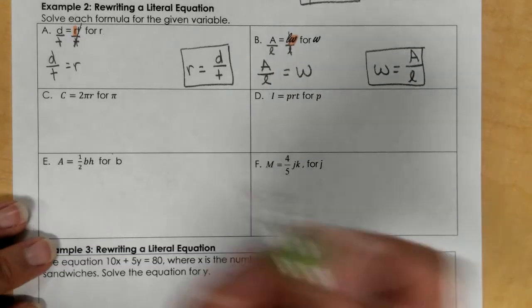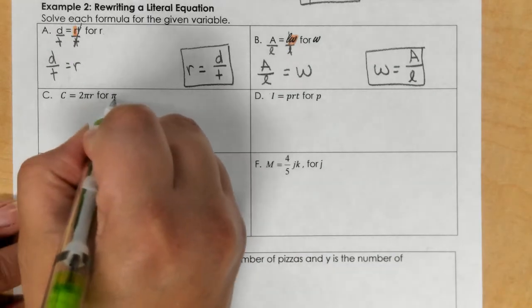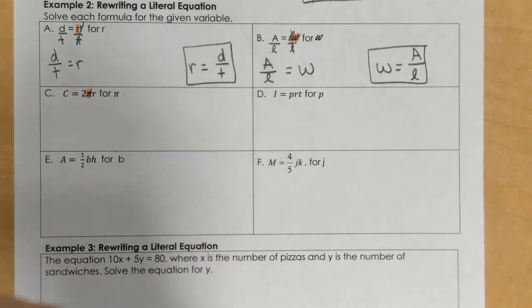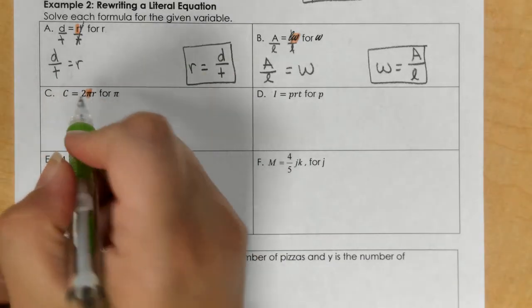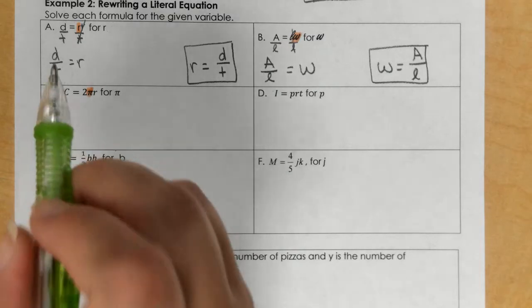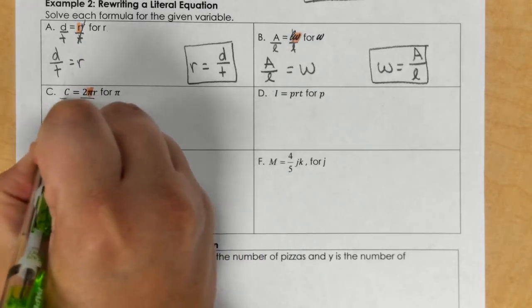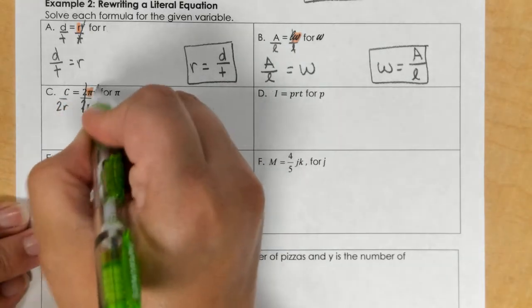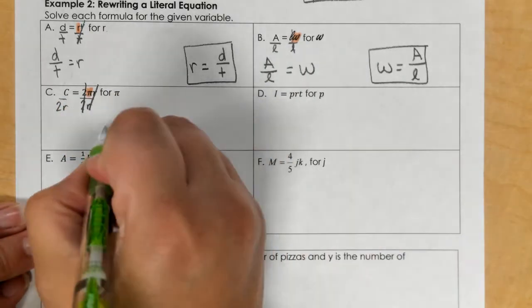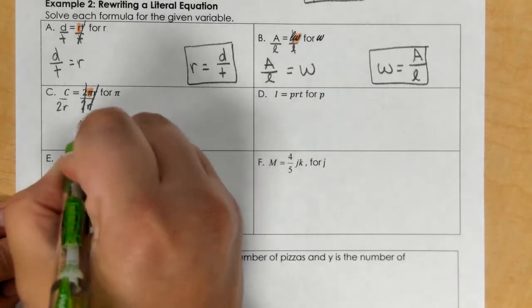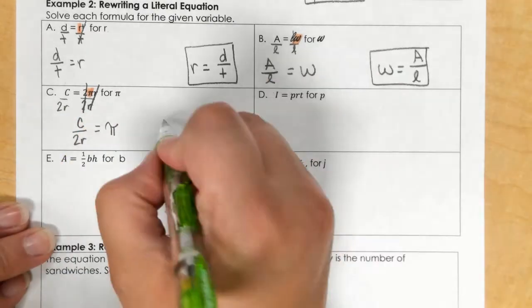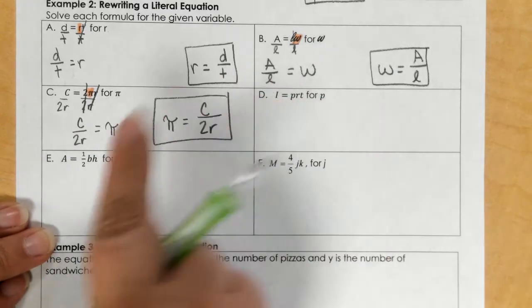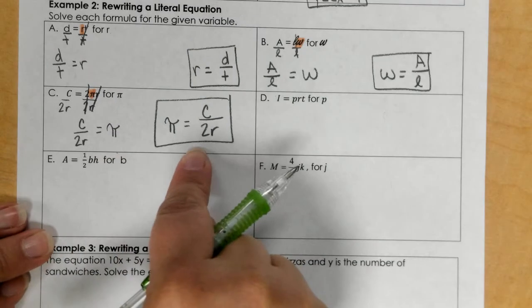In C, we're solving for pi. Now, when you look at this one, we see that we have a 2 and an r. So it's 2 times pi times r. The opposite would be divide by the 2 and the r. So the 2's cancel, the r's cancel, and you're left with pi. And we have c over 2r. I'm going to rewrite that. So please know that either one of these is an acceptable answer.